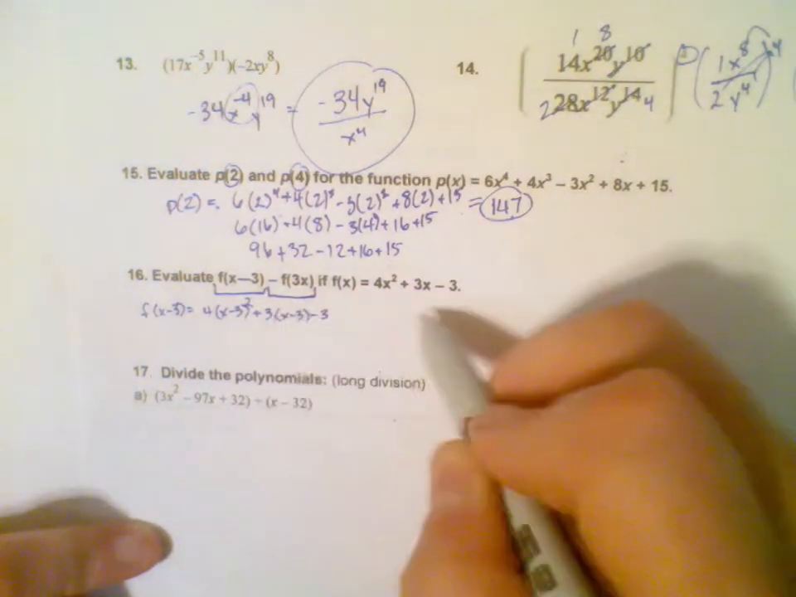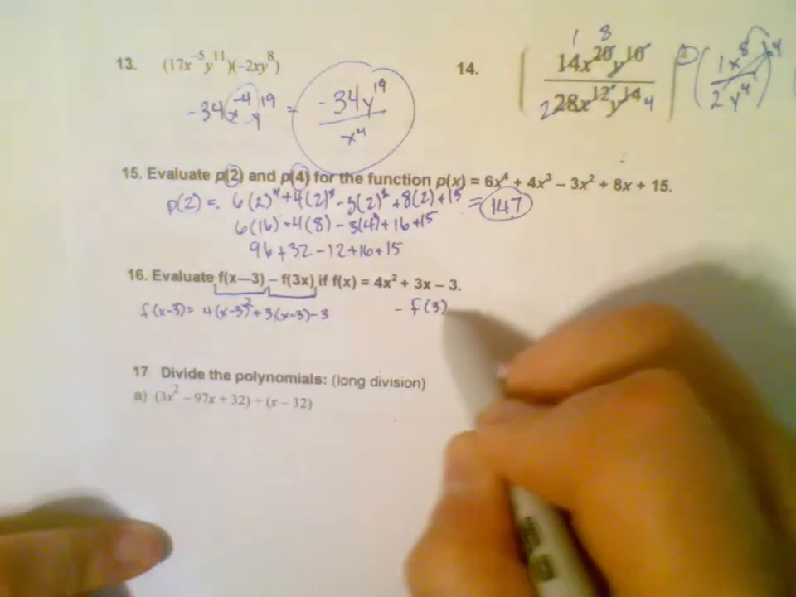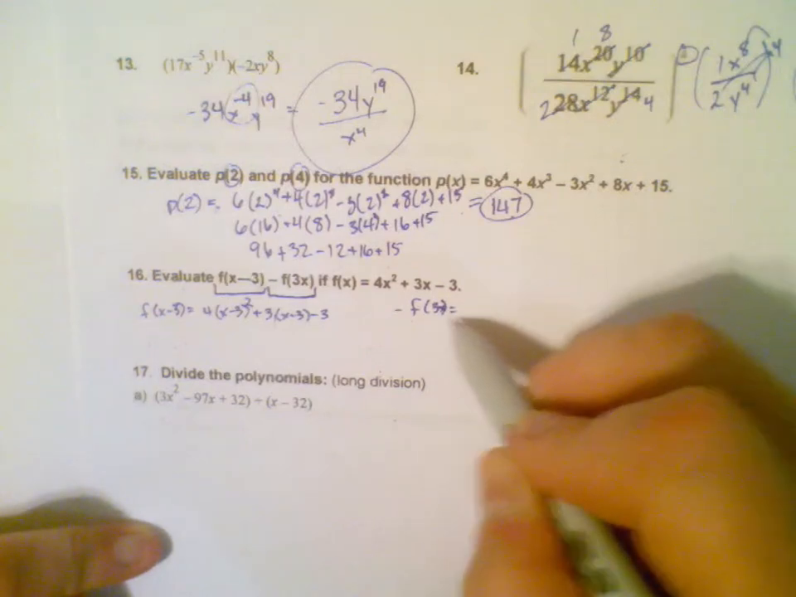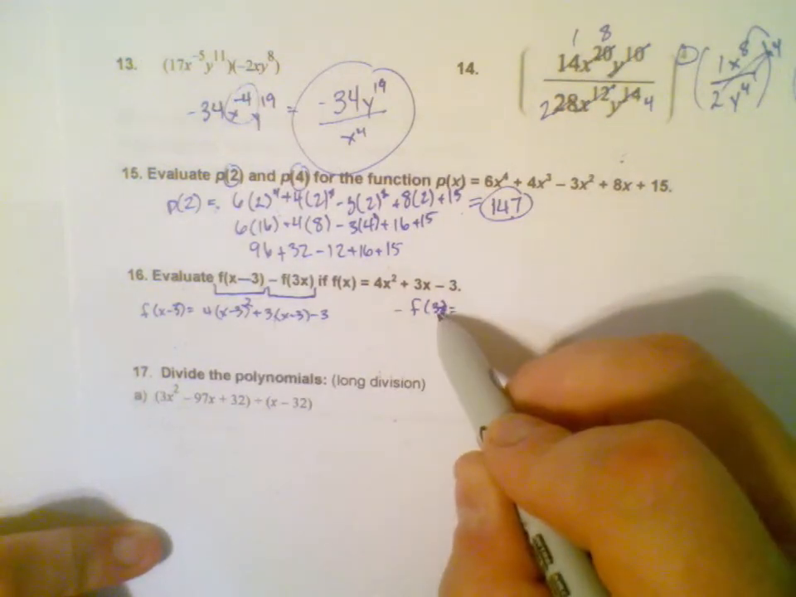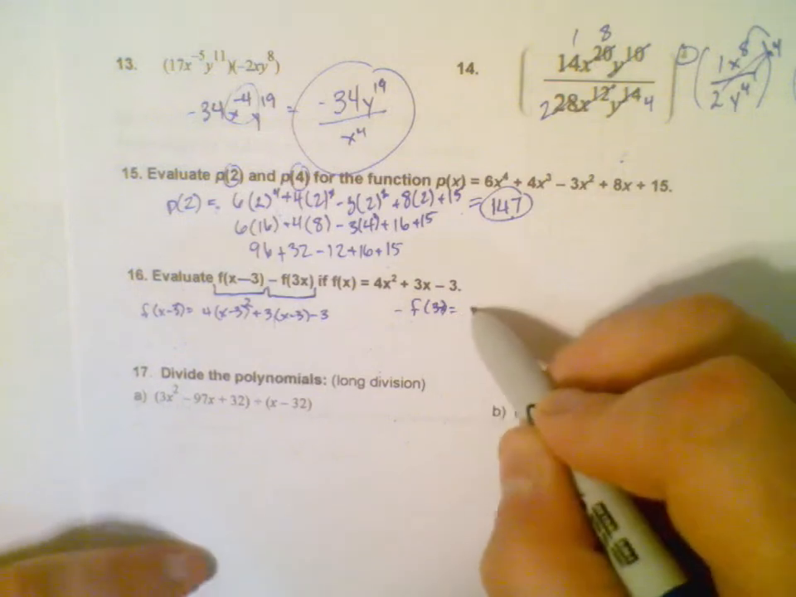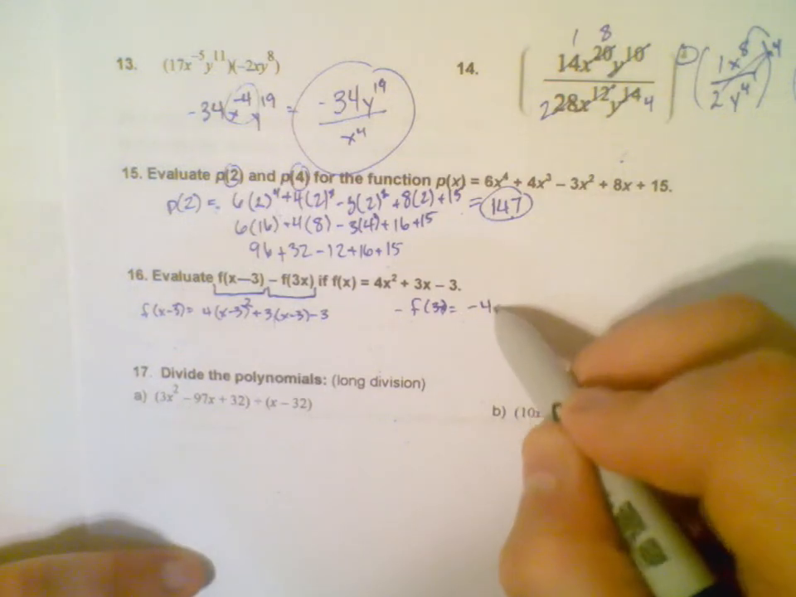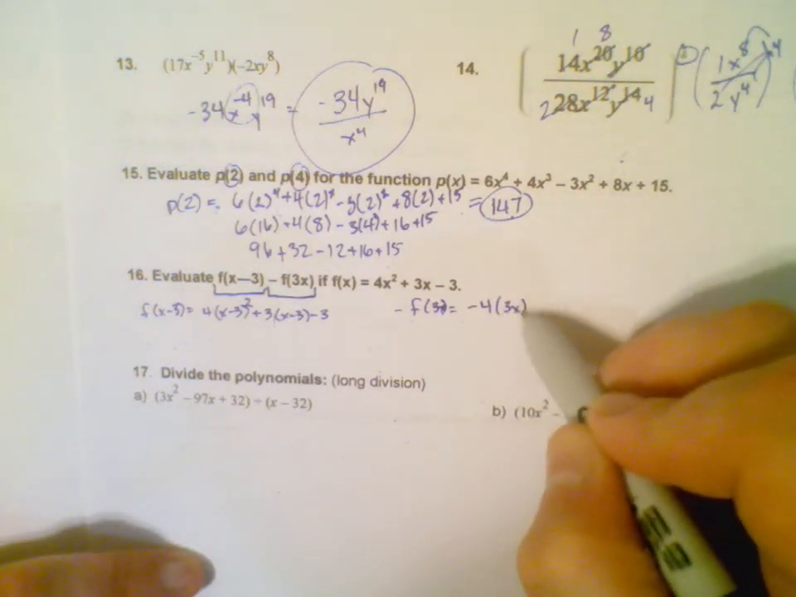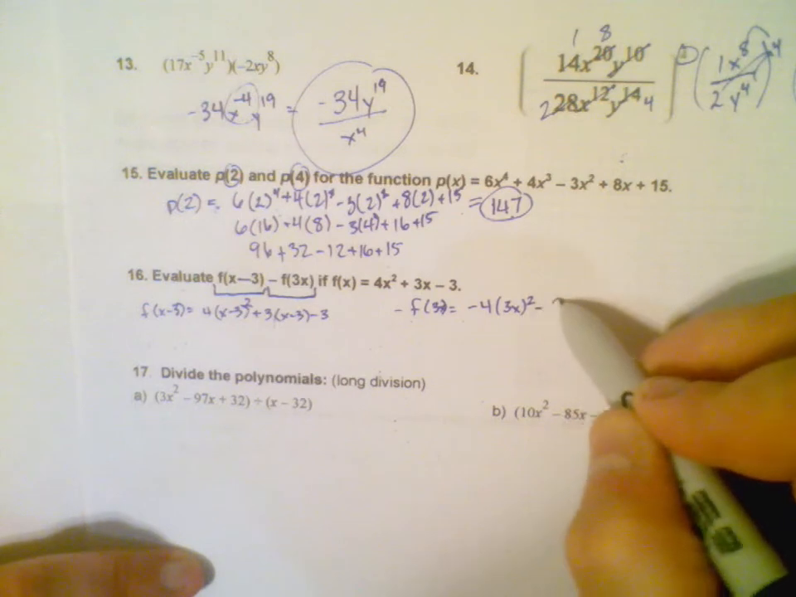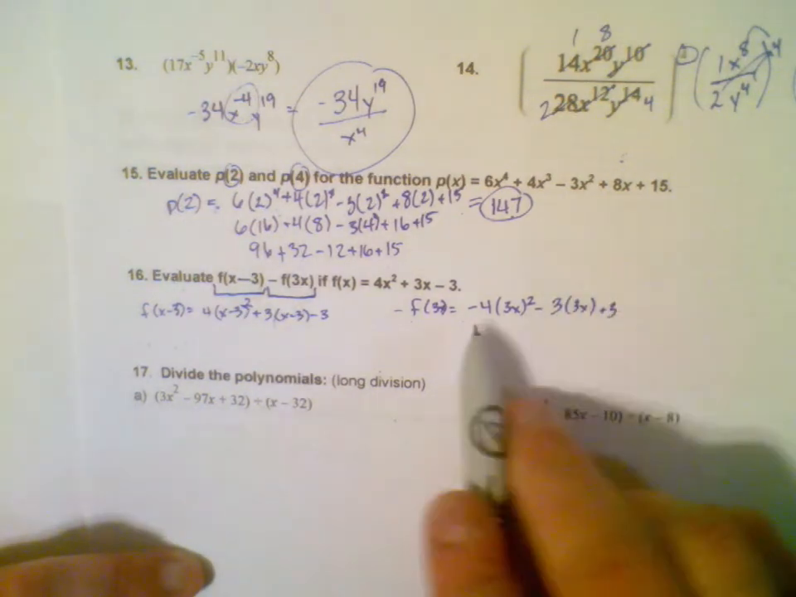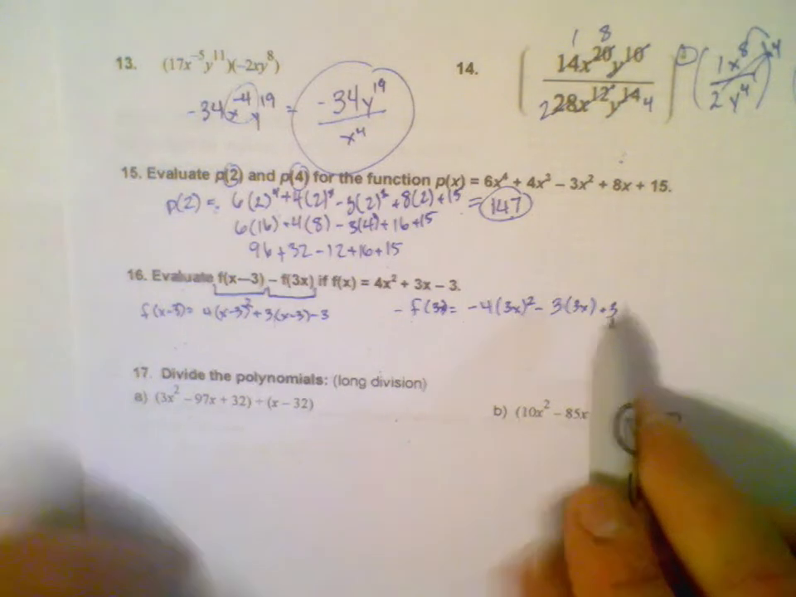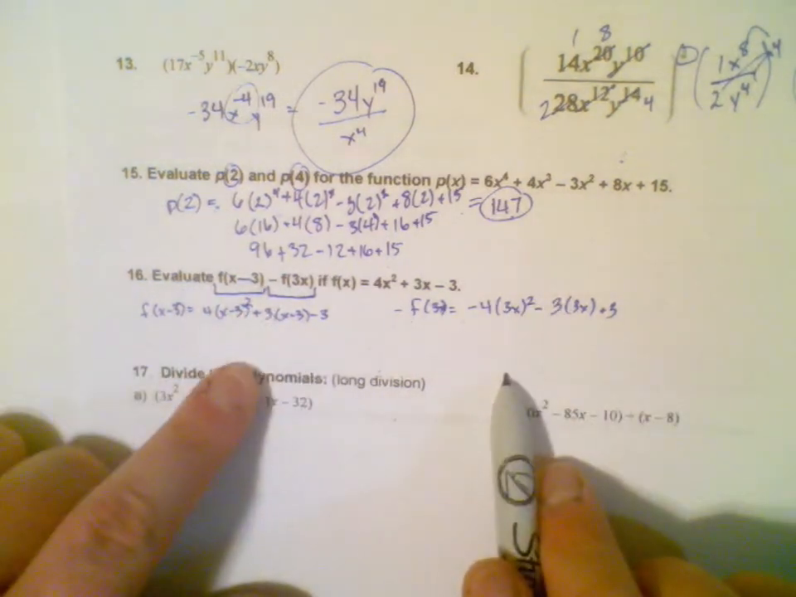Alright, so we plug in the x minus 3 and that should be a squared. And then the negative f of 3x would look like this. So I'm going to multiply everything by a negative 1 and then put a 3x in for all the x's that I see. So this would be a negative 4 times 3x squared minus 3 times 3x plus 3. So I just changed all the signs here. Alright, and once I evaluate both of these, then I'm just going to add them together.